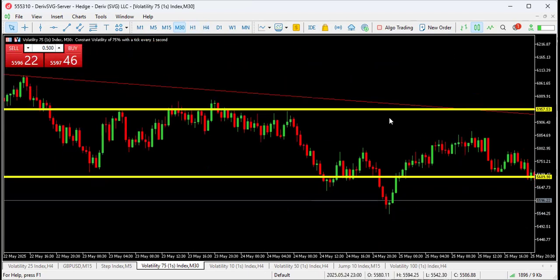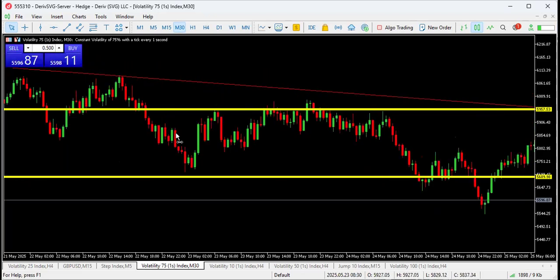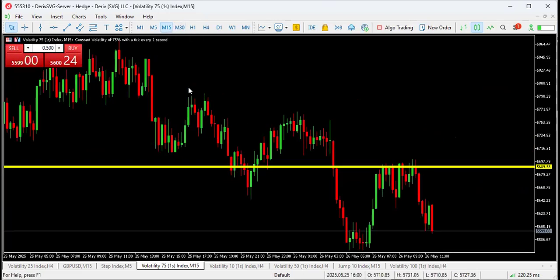This is different from the trend line strategy, all right? But this is trading on zones. So we can use, like here, if you look at it, the market is ranging in between these two zones.